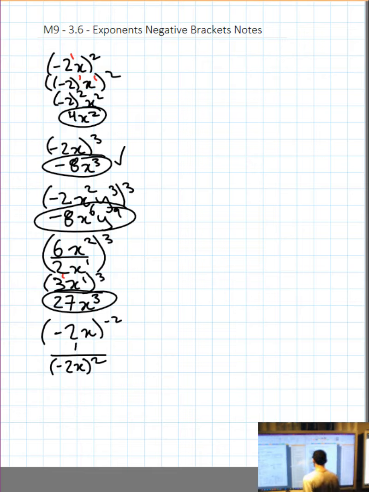Put a 1 on the top. Now, again, over, putting a 1 on the top, we have a negative inside of brackets with an even exponent, which means the answer is positive. 2 squared is 4, and x squared is x squared. Circle our answer. Don't care about rewriting it. Don't care that there's a plus sign in front, whatever.